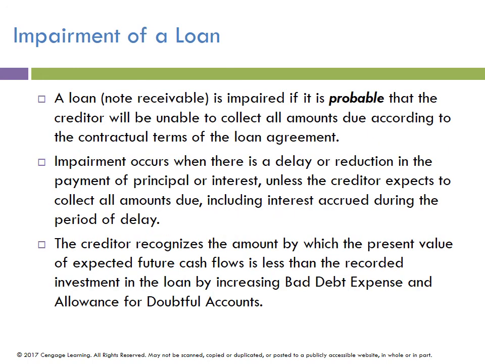Okay, so that was just very quickly on that. What about impairment on a loan? A loan is impaired if it is probable that the creditor will be unable to collect all amounts. Impairment occurs when there is delay or reduction in the payment of principal or interest unless you expect to collect all the money. The creditor recognizes the amount by which the present value of expected future cash flows from the loan is less than the recorded investment in the loan. And you'll recognize it as bad debt expense.